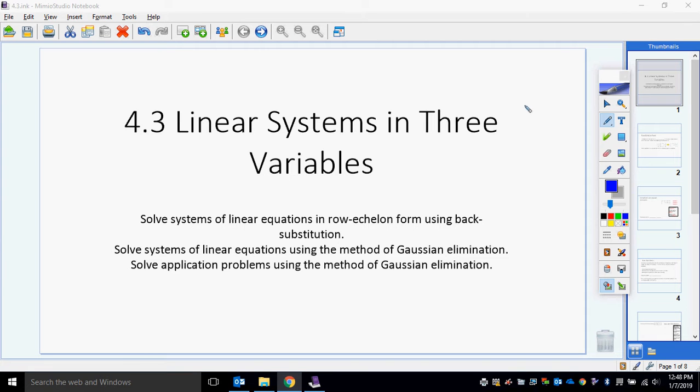This is 4.3, linear systems in three variables. We're going to solve systems like we have been doing that are in what's called row echelon form using back substitution. And then we're going to solve systems using the Gaussian elimination method.